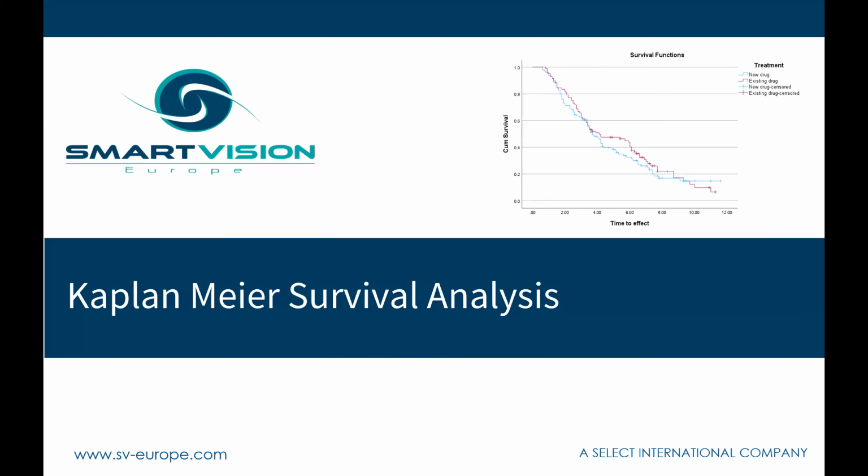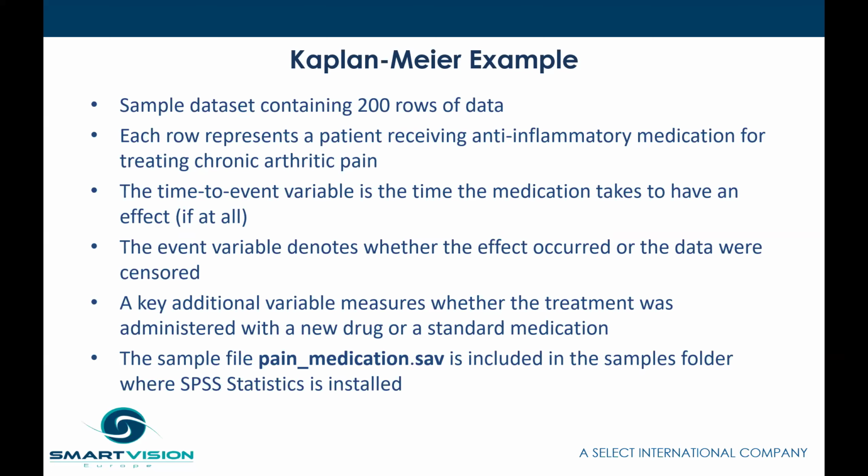For the survival plots, there are different types, so we need to talk through them. The type of survival analysis we're going to do here is a classic type called Kaplan-Meier survival analysis. The sample data set contains 200 rows of data. Each row represents a patient receiving an anti-inflammatory medication for chronic arthritic pain. The time to event variable is the time the medication takes to have an effect, if it has an effect at all. I actually don't know what that's measured in. I'm assuming it's minutes.